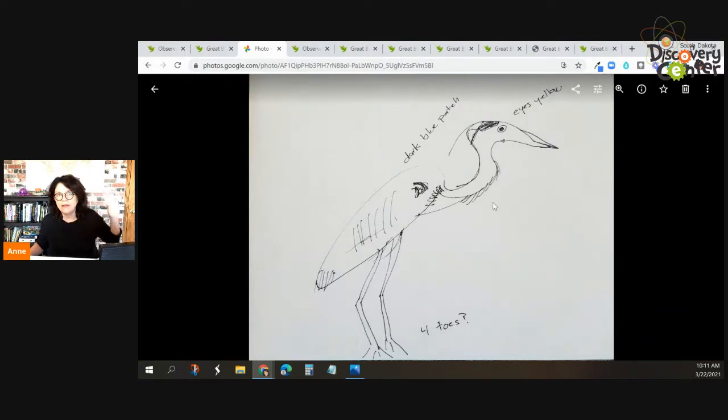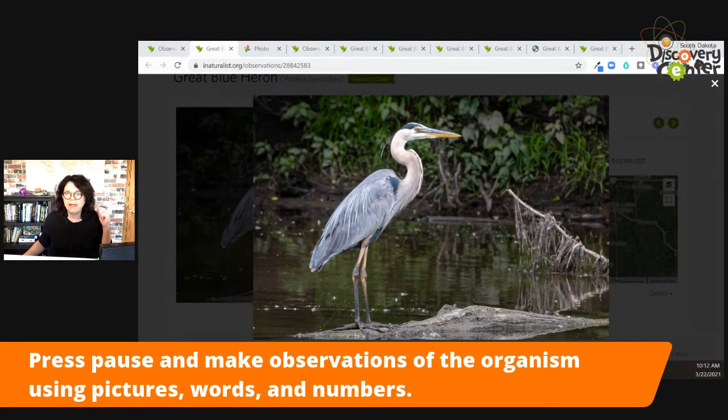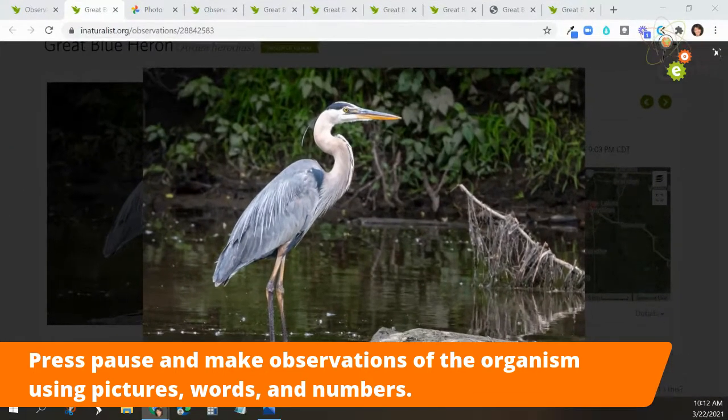And I know that in school, you have kids who can draw and kids who can't. I was always in the group that couldn't. You'll notice its head is not quite right. That is okay. We're not doing art. We're doing observations. And so you can use words to describe, like I described its eyes there. You can count and measure. So let's go ahead, press pause, and make observations of the organism using pictures, words, and numbers.